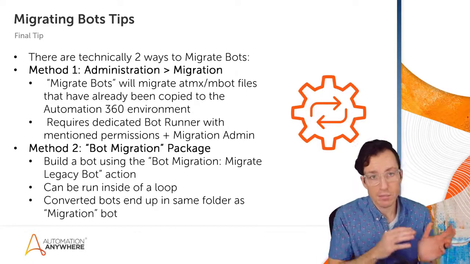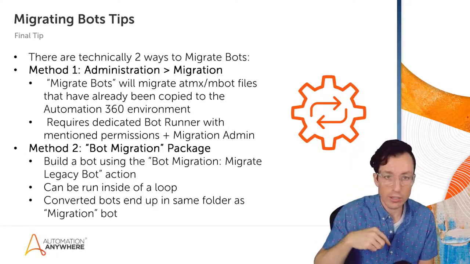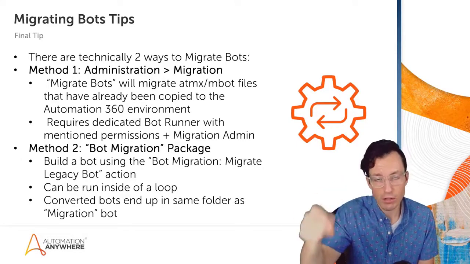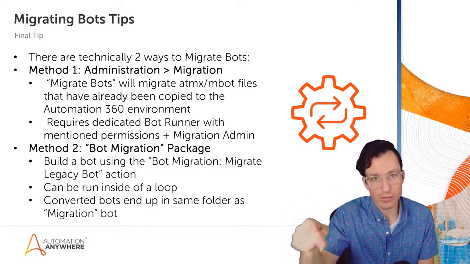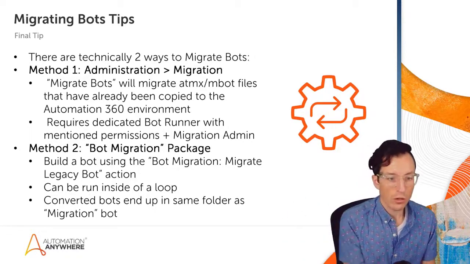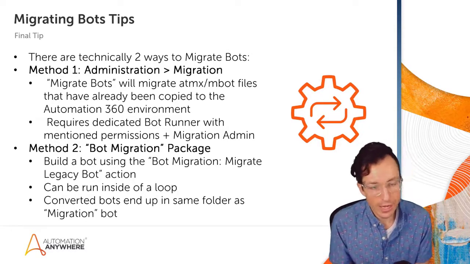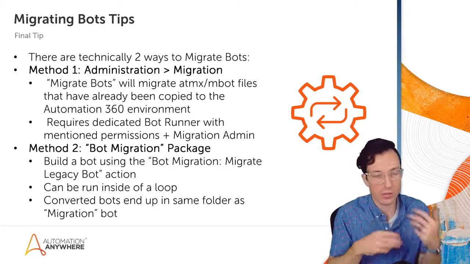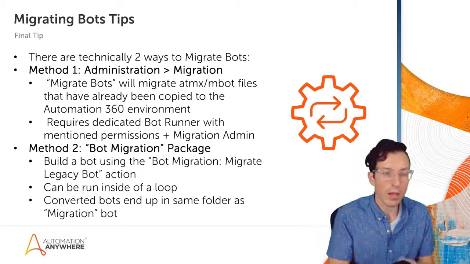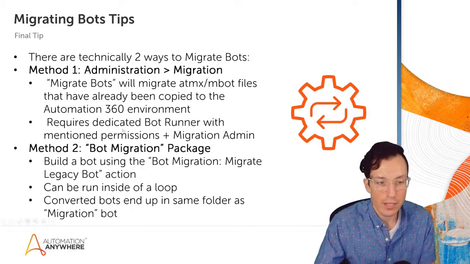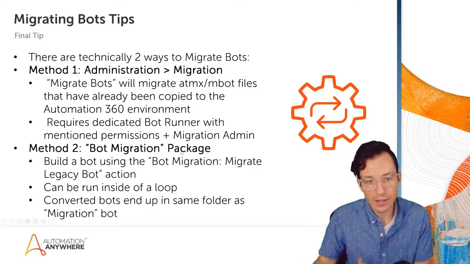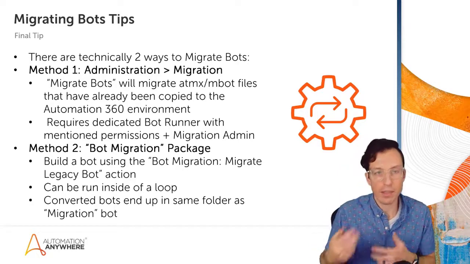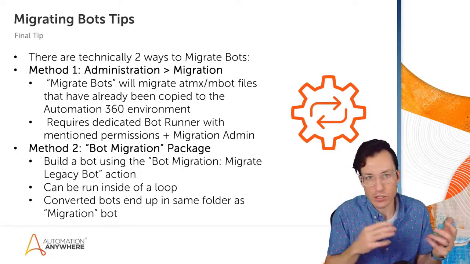You can use this to migrate ATMX files that are stored locally, right? So it's an ATMX file that's on my machine, and I can use that to convert to an Automation 360 compatible bot that will live on the Automation 360 control room. One tip on that: it can be run inside of a loop. So if I want to create a bot that will scan a folder, find all the ATMX files and all the MBot files, and convert them, I can do that. But be aware that wherever I run this bot migration bot that I've created, that's where the migrated bots are going to end up, because it doesn't know anything else about folder hierarchy and structure.